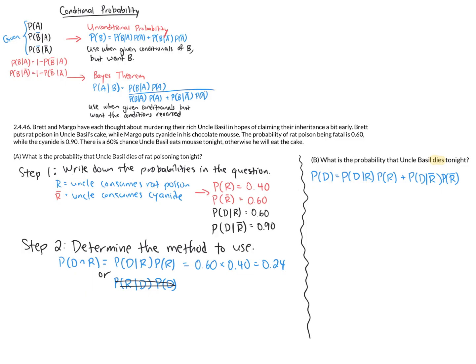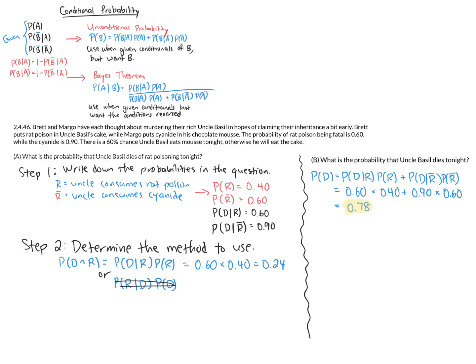Look at the formula at the top of the screen. Plug that in with death and rat poison. Put the numbers in, and we find there is a 78% chance that Uncle Basil is going to die tonight. So a 24% chance that he is going to die of rat poisoning tonight, but overall a 78% chance that he is going to die. So this is not going to be a good night for Uncle Basil.